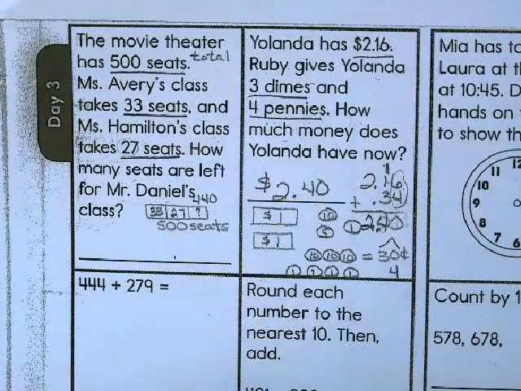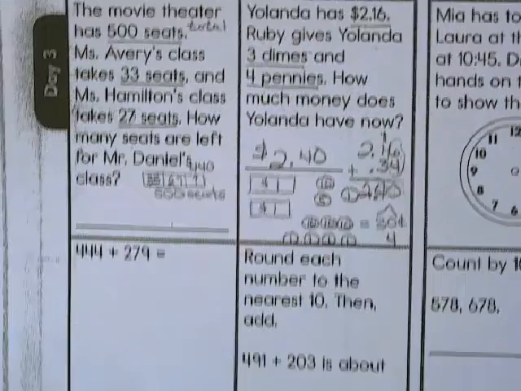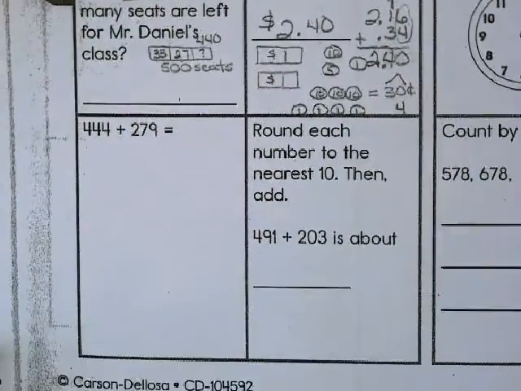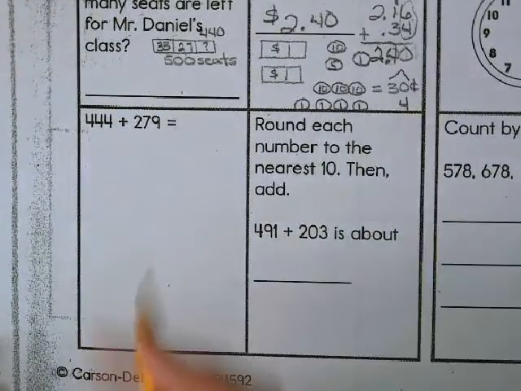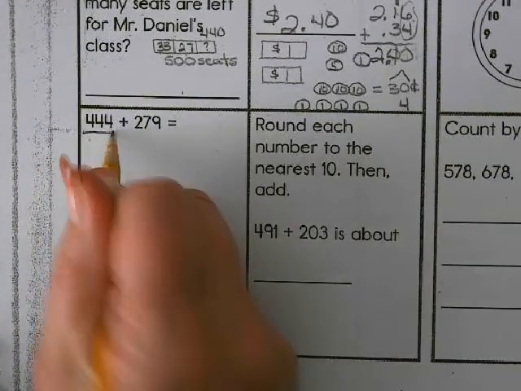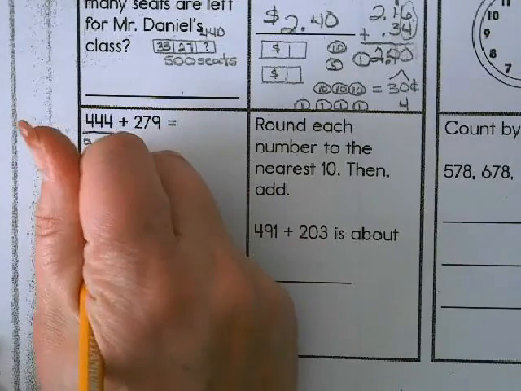$2.40. Now, you might want to do this on the back of your paper since you have a little bit more room to draw a visual there. Makes it a little easier if you have more room to work this out. Our next problem is an addition problem.